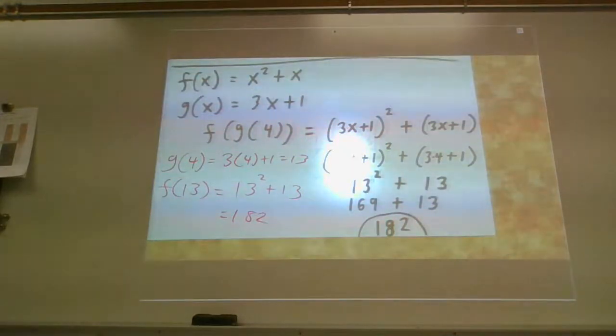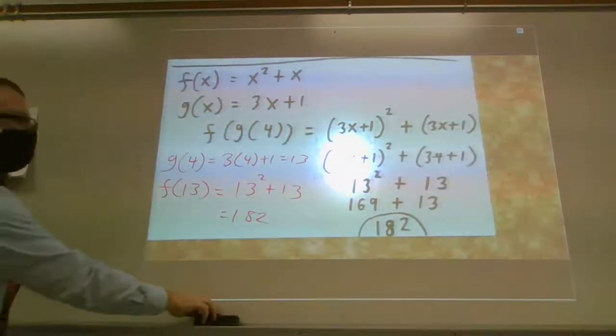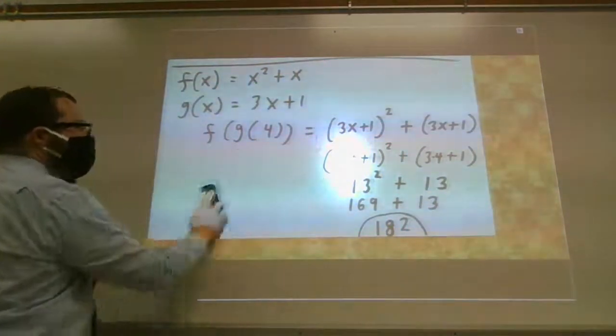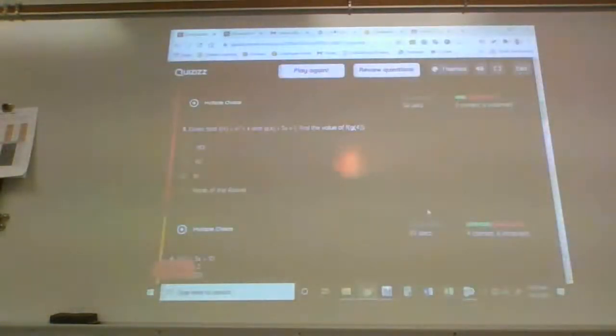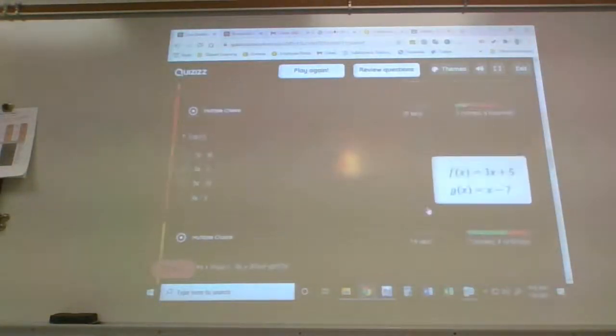Some people prefer doing it the way that I wrote into my notes. Some people prefer doing it the way that I just wrote out in red. It's up to what you prefer, but clearly either way is getting you the same correct answer. Let me take a look at another one. There are 3 specific ones I wanted to look at.